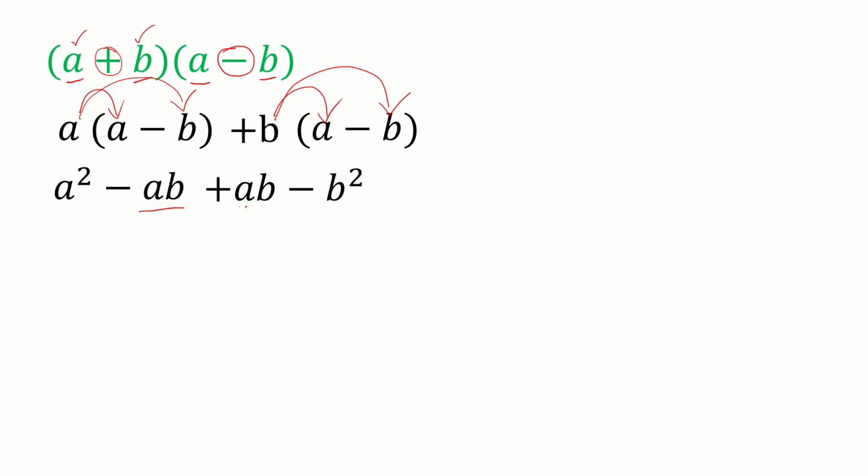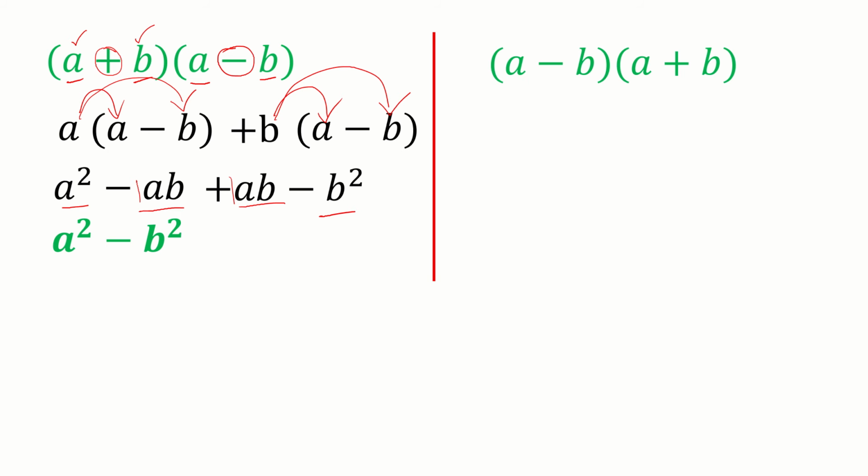So negative ab plus ab are like terms. But this is negative 1 plus 1. That makes it a 0. In other words, that would just be a squared minus b squared. How about if we interchange the two? a minus b comes first, and then a plus b would be our second binomial.